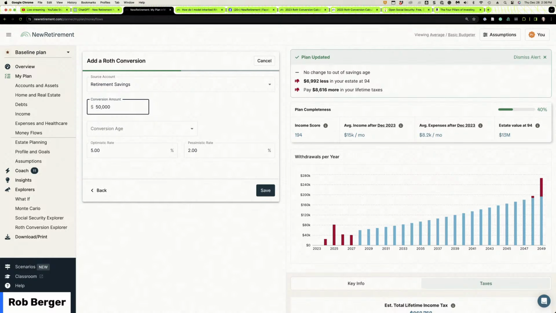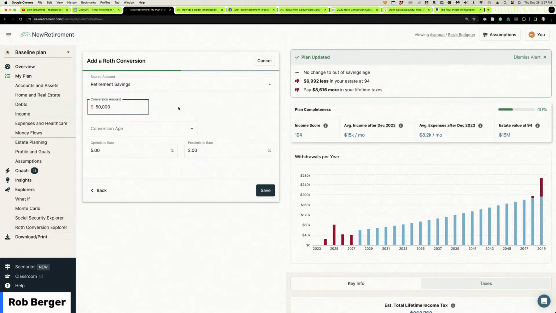I should say one thing. When we looked at the Roth Conversion Explorer down here, there was an option to either pay taxes, convert more to pay the taxes out of the converted dollars, or only pay taxes out of taxable accounts. You notice here they don't have that, and it's because it's built in.